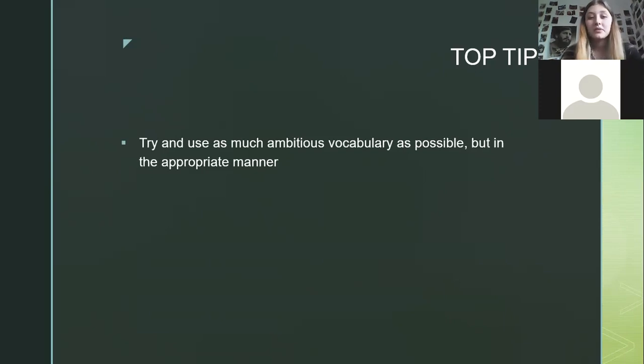So yeah, some of the top tips that I thought of were try and use as much ambitious vocabulary as possible, but in an appropriate manner, like we were talking about before. There's no point in slipping it in when it just makes no sense. But ambitious vocab is always going to boost your marks.